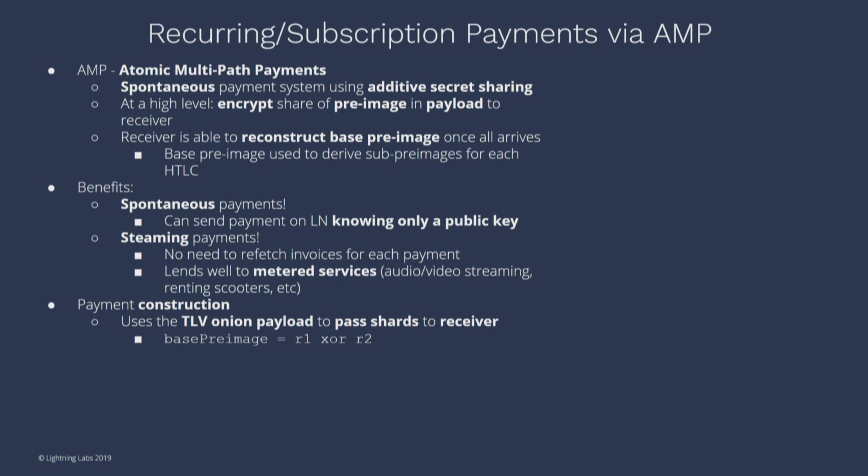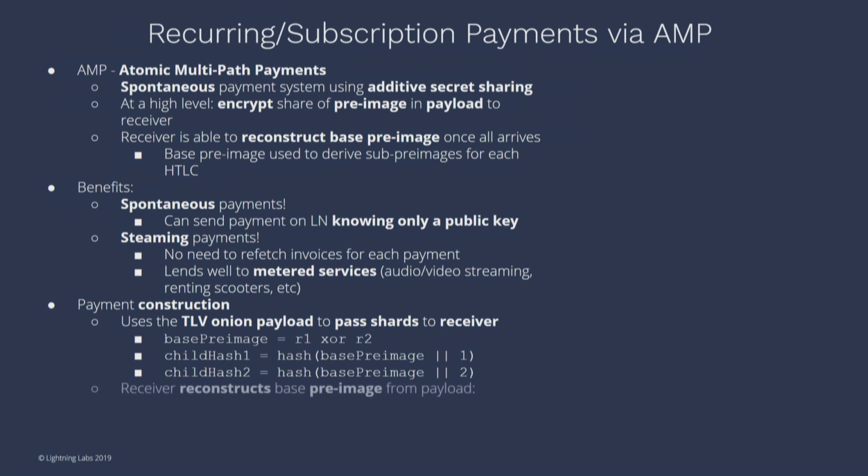And because these are completely random values, knowing one of the shares doesn't give away any information about the base preimage itself. This is what it looks like. Once we have the base preimage, we generate two child hashes or child preimages. Taking the base preimage and using a similar approach, we have a tree structure: concat1 with some random value, concat2 with another random value. That's basically what the sender does, and the receiver will then take that and reconstruct it by itself.